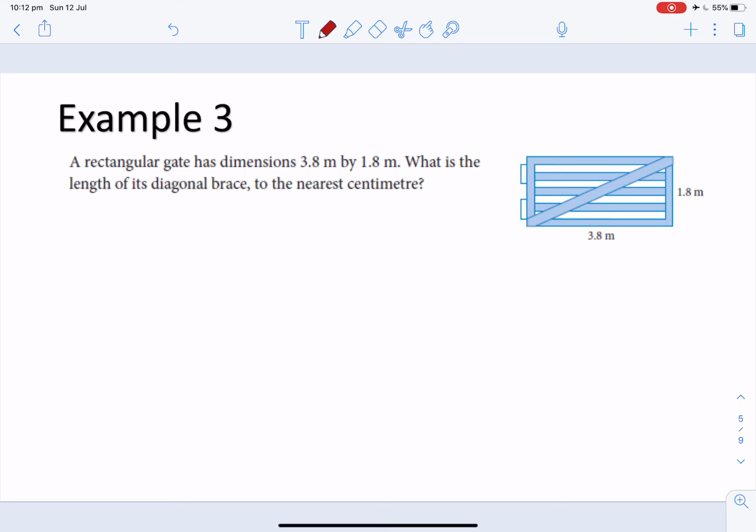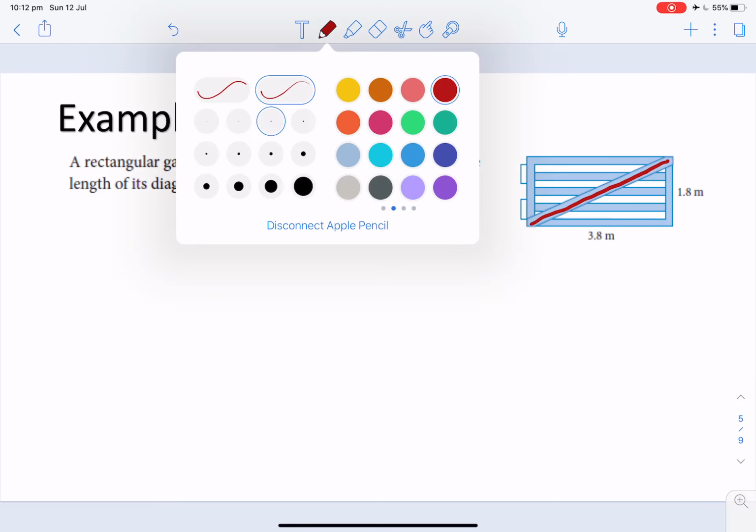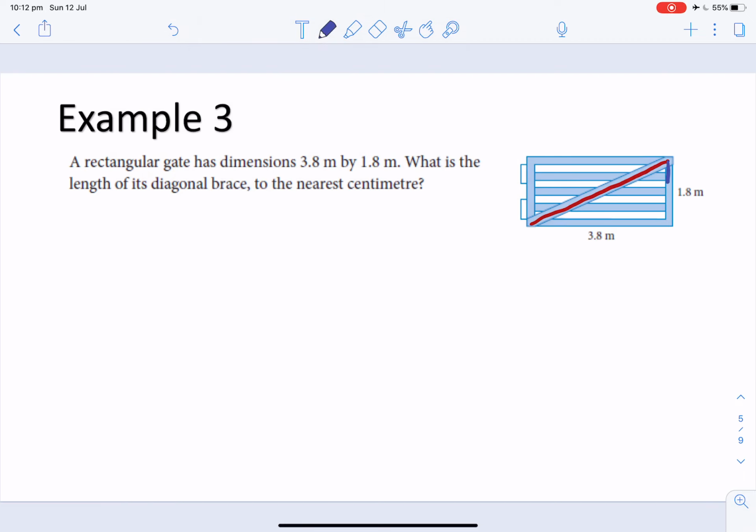So, this is my gate. A couple of hinges. It's got a nice long brace through the middle. I'm going to put a red line there. This is what I need to find the length of, that brace there. I've got one side of my triangle there, and it is a right angle.